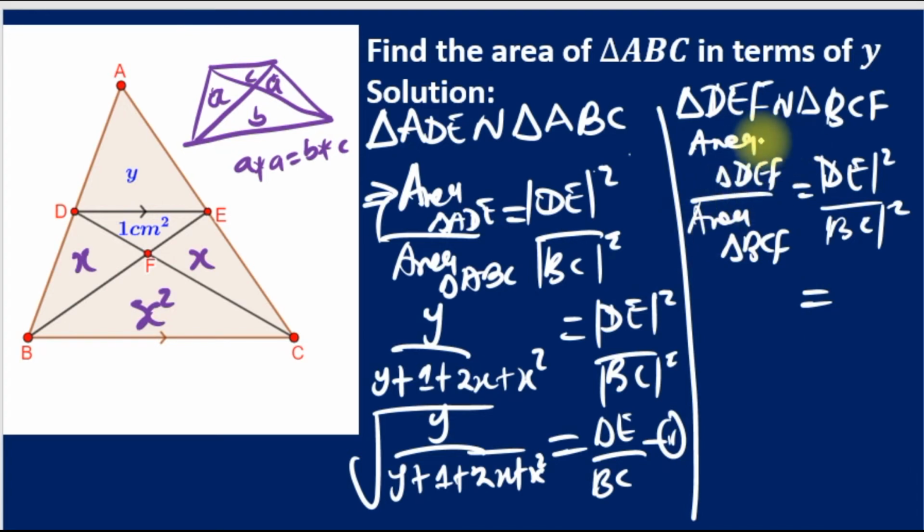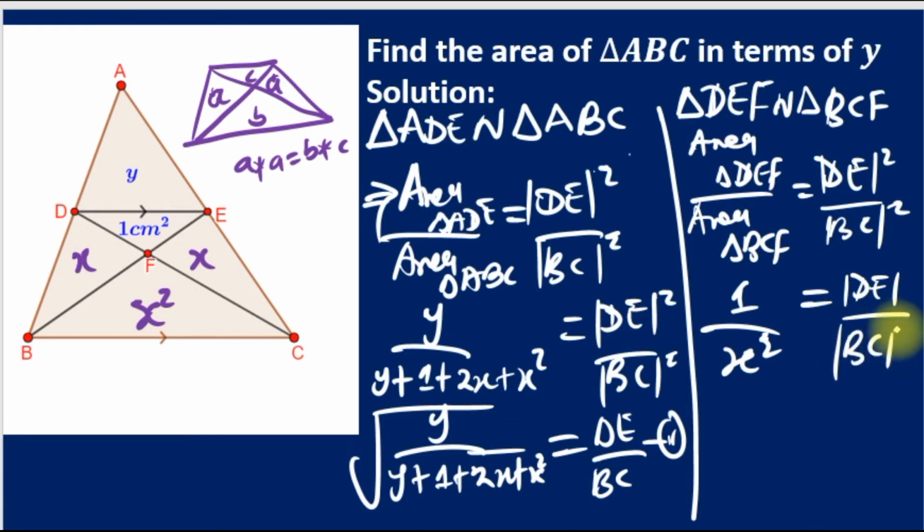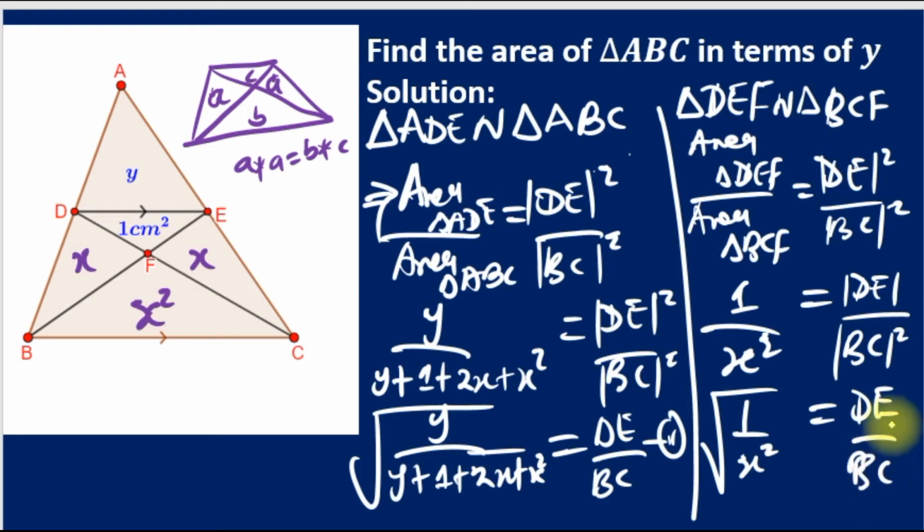So we have that the area of this is 1, while the area of this one is x squared, which is DE squared over BC squared. So making it the subject of formula, we now have square root of 1 over x squared equals DE over BC. So this is our equation 2. So we have DE over BC here. We also have DE over BC. So we equate the two.